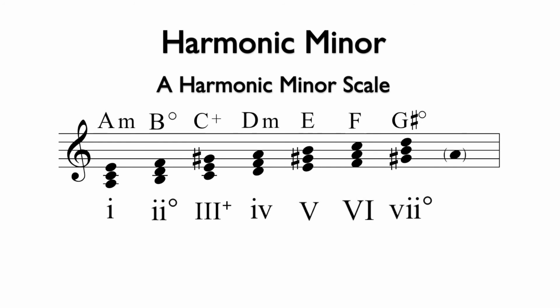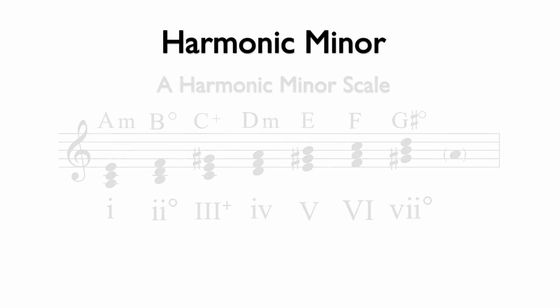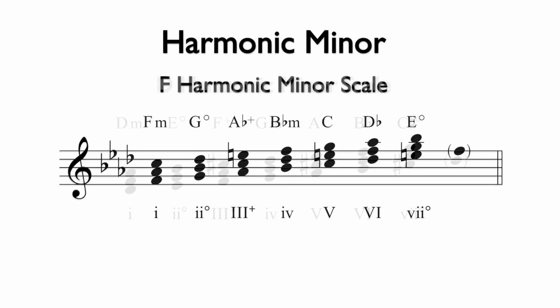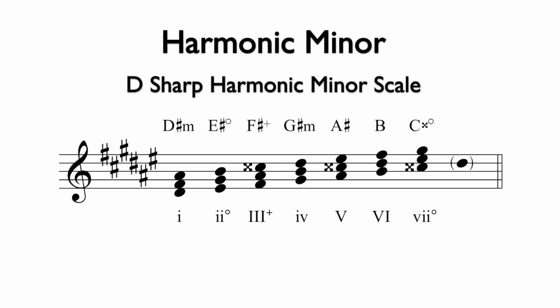Since the chord qualities remain the same from one harmonic minor scale to another, we can transfer these to any other minor key. Here are the triads from D harmonic minor. Here are the triads from F harmonic minor. And here are the triads from D sharp harmonic minor.